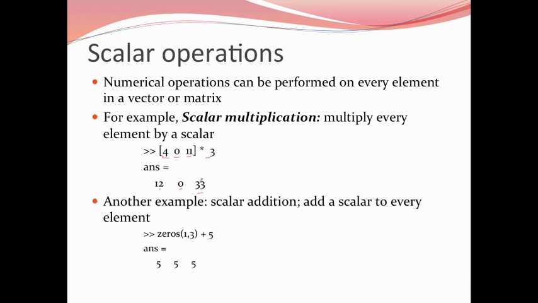Another example, scalar addition, add a scalar to every element. So for example, zeros(1,3) gives us a 1 by 3 vector of all zeros, add 5 to each gives us a vector of 3 5s. So these are in general called scalar operations.